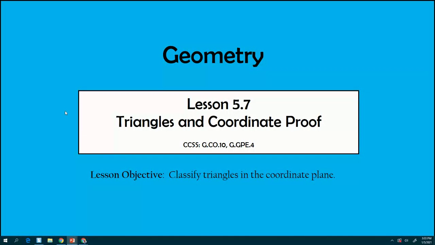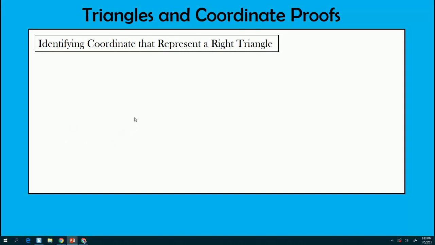Today we're going to work on whether it's a right triangle or, then, what kind of triangle it is based on its side lengths. All right, so we're not going to do proofs, but we're going to work on making a proof based on facts that we already have. So how do we identify if a triangle in a coordinate plane is a right triangle?